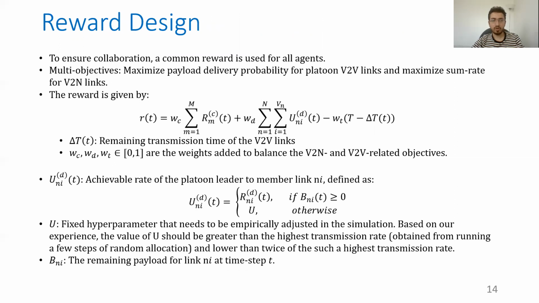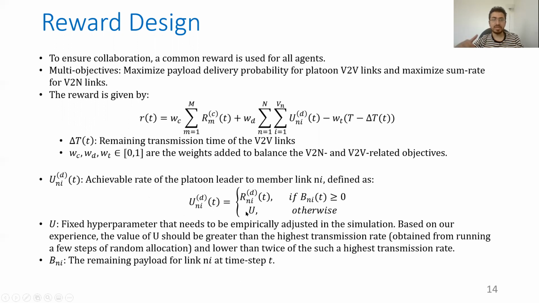So to design the reward, it is a multi-objective problem where we need to maximize the V2V delivery probability of V2V links and the sum rate for V2N links. So our reward consists of three parts. The first part shows the sum rate of all the V2N users. The second part shows the sum rate of all V2V links. However, for this case, we give it a value of U if the transmission has been completed.